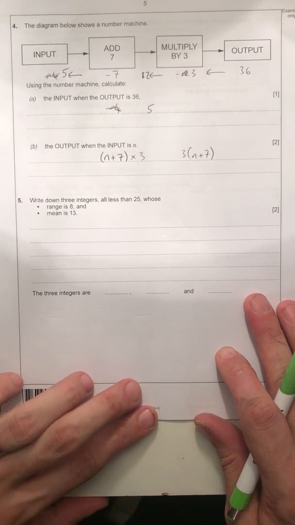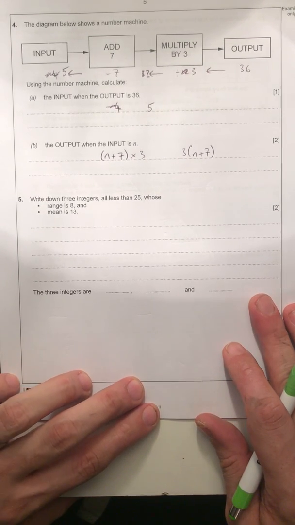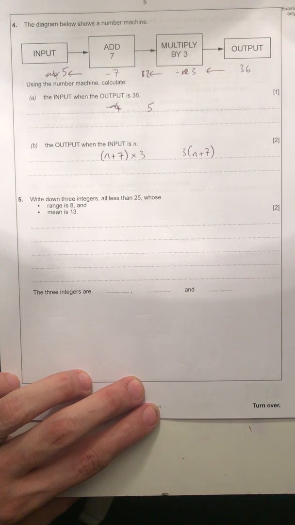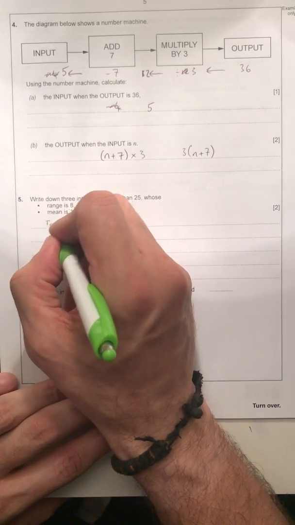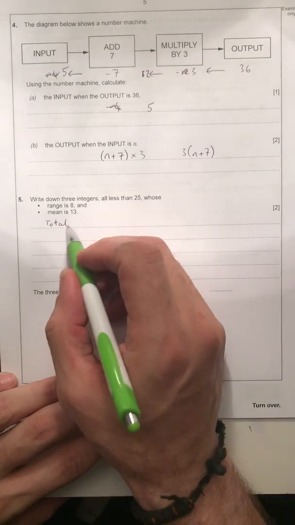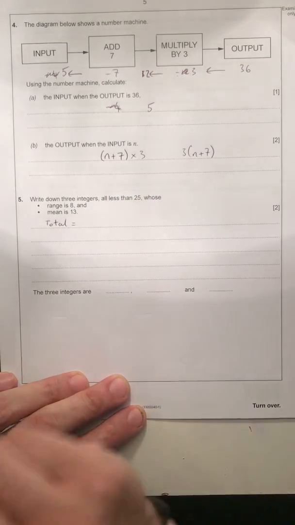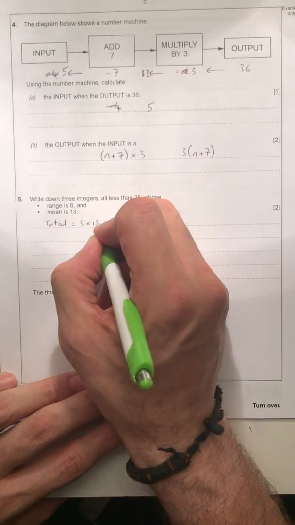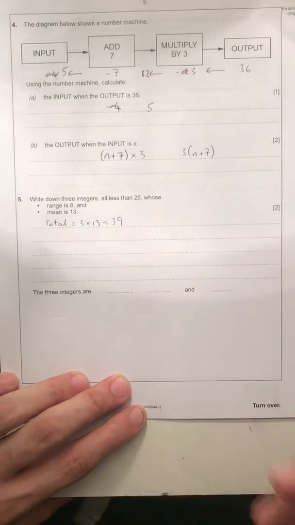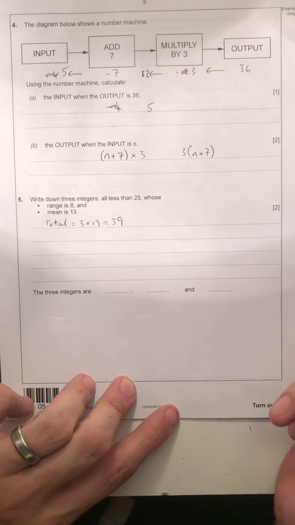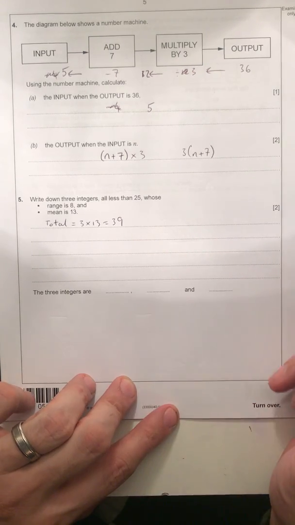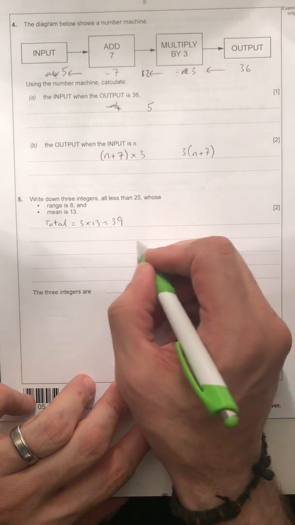Okay, number 5. Write down 3 integers, all less than 25, whose range is 8 and mean is 13. So what I would do here, if the mean is 13 of 3 numbers, I would write down the total of the 3 numbers, which will help. So to work out the total, if I've got 3 numbers and the mean is 13, 3 lots of 13 would give me a total of 39. So my three numbers have got to add up to 39, and they've got to have a range of 8, and they've all got to be less than 25. So let's pick a number to start with. Maybe let's pick 20.